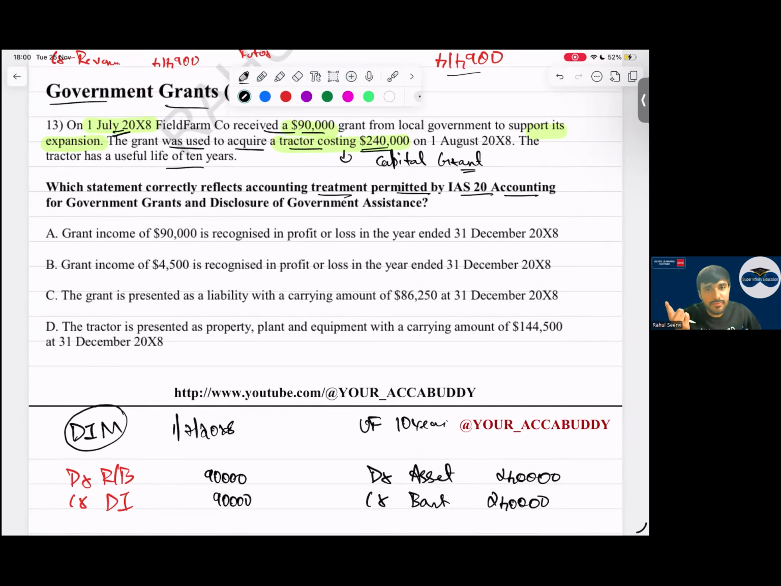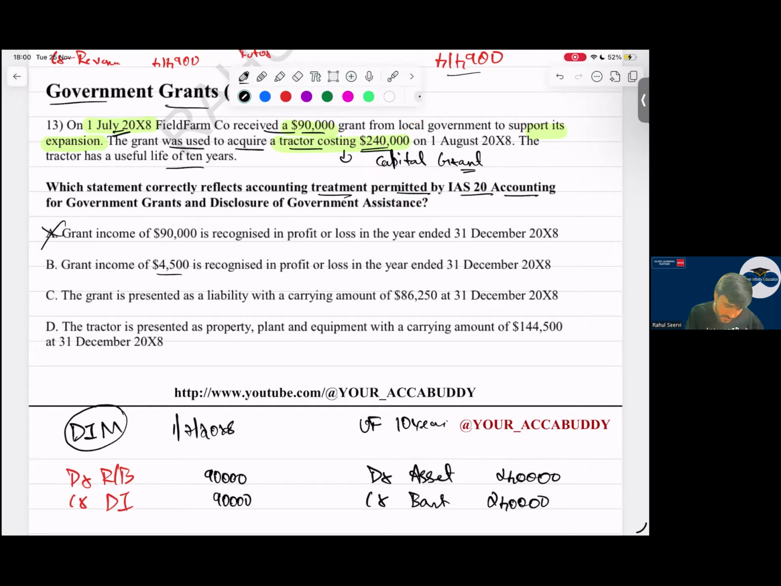Sir, when will we recognize the full amount in P&L? When it is an unconditional grant. Here the grant is given for what? A purchase of a tractor, and that tractor we have to use for 10 years. So we should not take it to P&L at once. We have to defer it, and every year recognize it in P&L as income for 10 years. So this option is wrong.